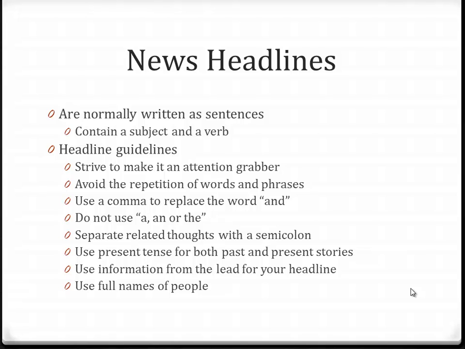You should use information from the lead for your headline, but don't repeat your lead word for word as the headline. Pick out a couple key words and use them in a unique way. You also should use the full names of people when you're referring to people in your headlines, unless, of course, the person is well known, like President Obama. You don't necessarily need to use his full name, because everyone knows who he is.